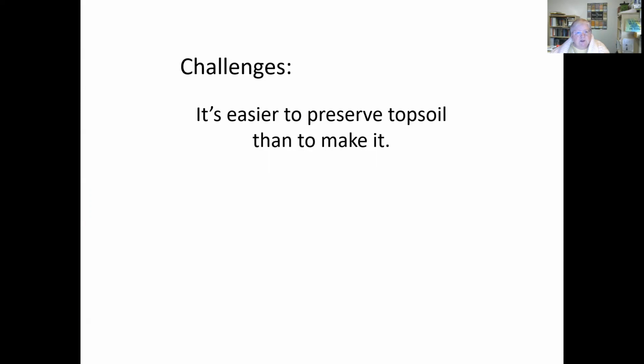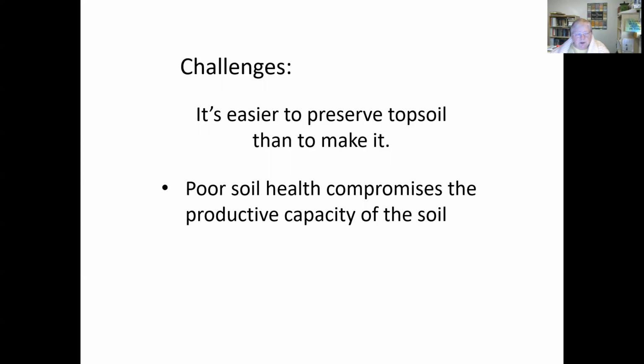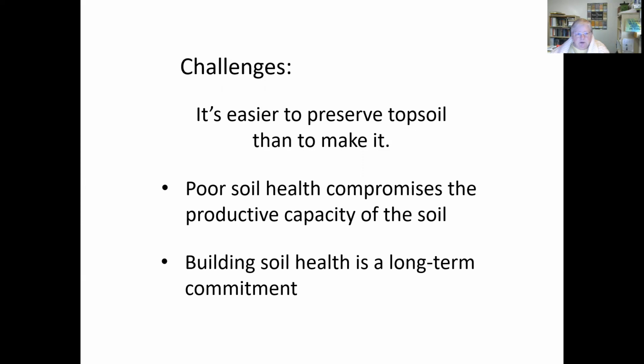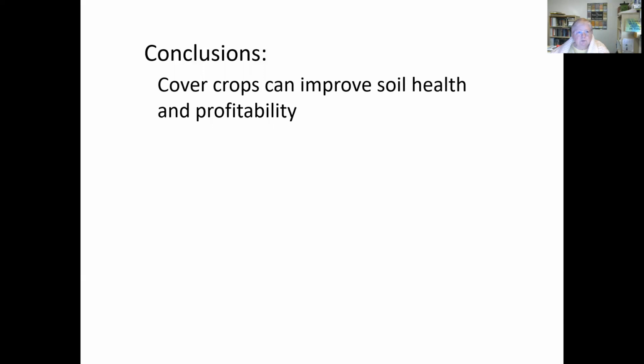Some of the important factors to consider: it's easier to preserve topsoil than to make it. It takes a very long time to make topsoil. Poor soil health compromises the productive capacity of the soil, and building soil health is a long-term commitment. You're going to see changes in the first year or two. You'll really start to notice it after 3 to 5 years.